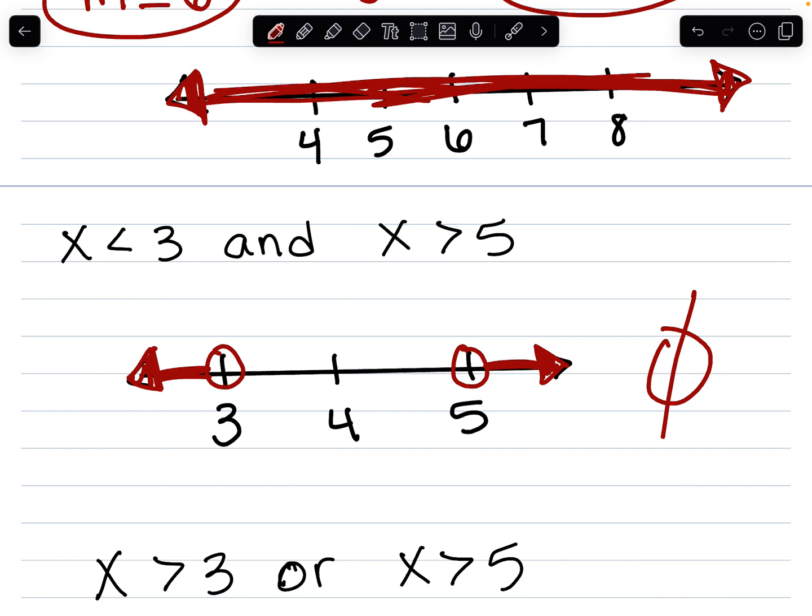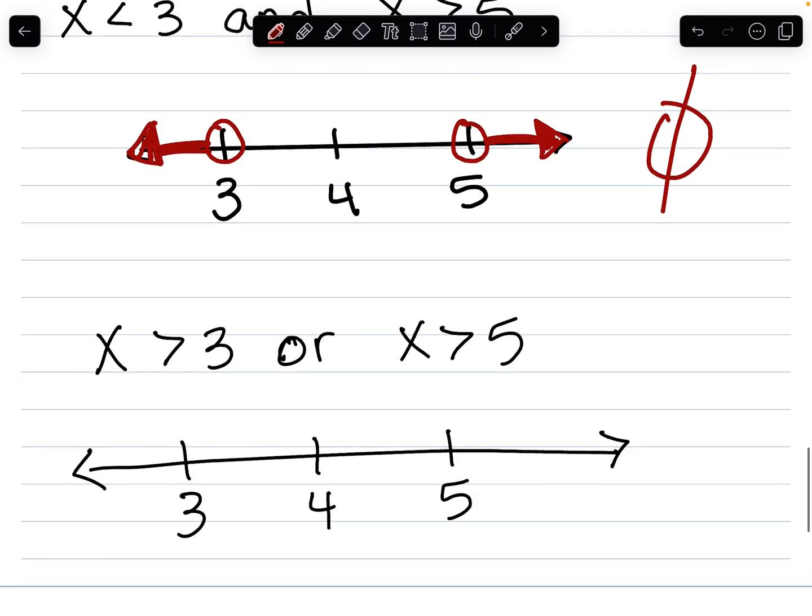Okay? So you have to be careful on that. And this is why I make you guys draw it out, but then you need to look at it and say, okay, well, what number works for both of these things? Well, there is none, so no solution. Okay? Let's look at this next one.